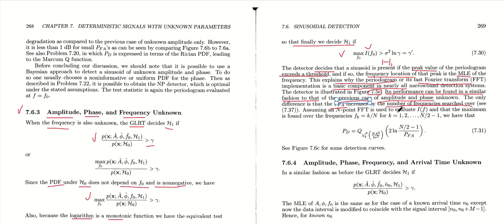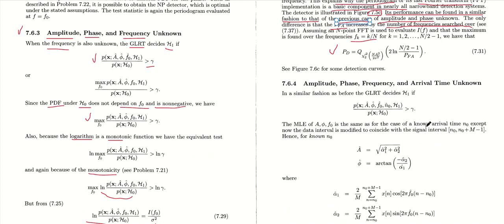Assuming an N-point FFT is used to evaluate I(f) and then the maximum is found over the frequencies, we have PD over this. It goes through some derivations, but we skip the derivations. We will say PD is equal to the chi-square Q function with degree 2, of N A squared over 2 sigma squared, and it's 2 ln of N divided by 2, minus 1 over PFA. So you have PD as a function of PFA, and that gives you the ROC curve.